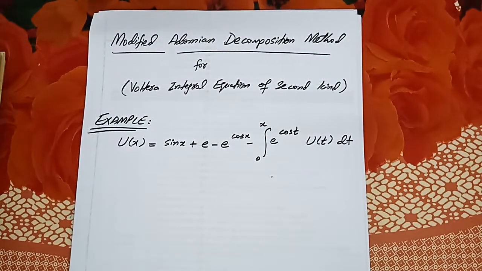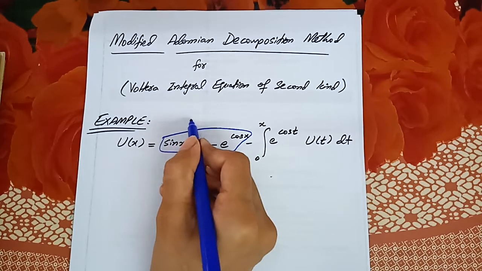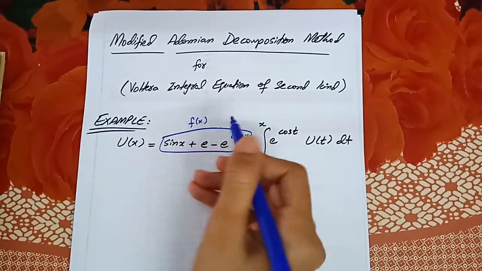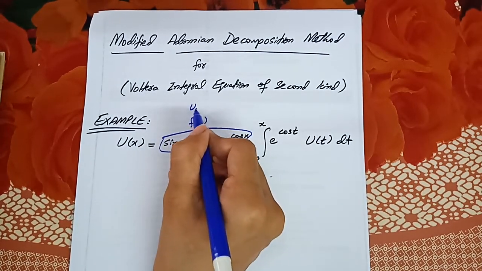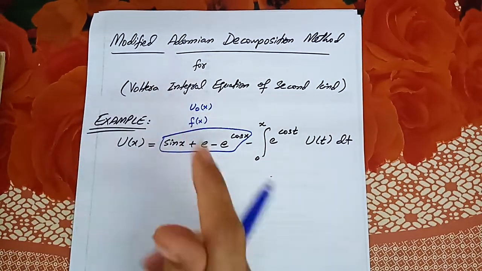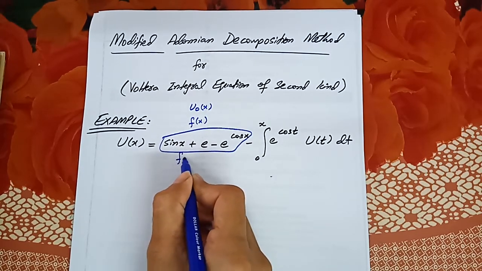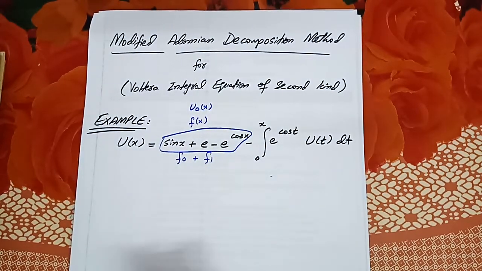Now in the Adomian decomposition method, we took this function as just the first function f of x, and you took it equal to u naught of x. But in the modified method, you are going to split it into two functions, that is f naught plus f1, the combination of two functions. So let's start this modified Adomian decomposition method.